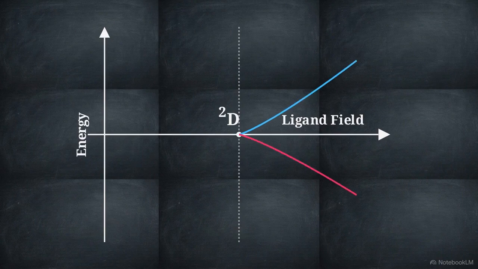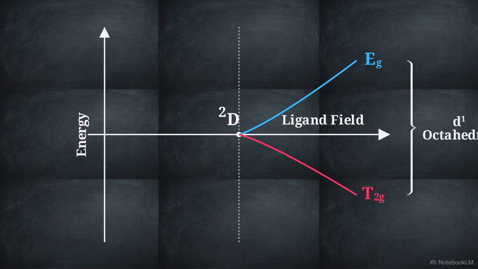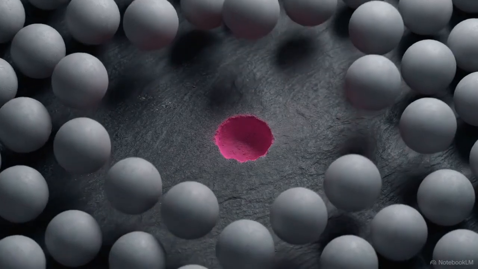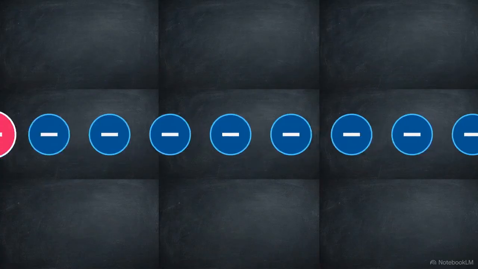For a D1 metal in an octahedral field, moving to the right of the diagram shows how the D state splits into a lower T2G level and an upper EG level. This singular split yields exactly one possible electron transition. Now consider D9, missing exactly one electron. We can treat that single missing space as a positive hole, moving through a background of negative charge.